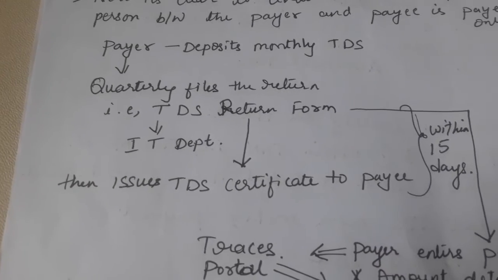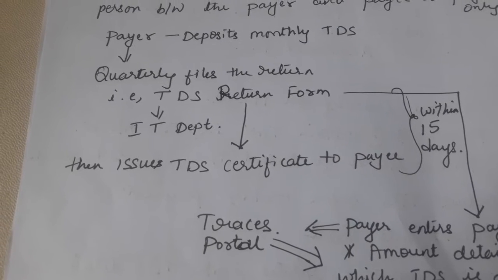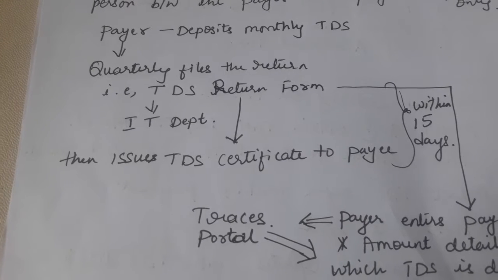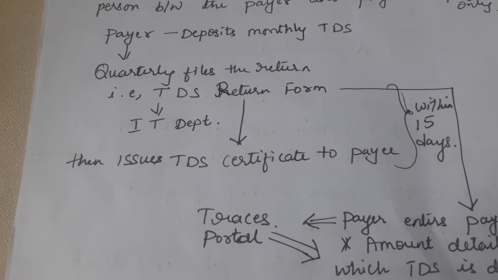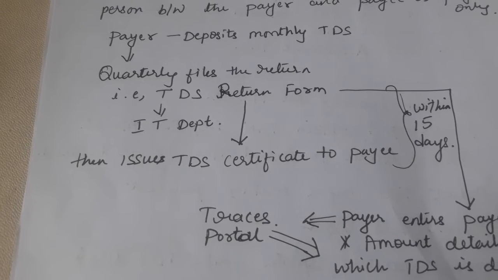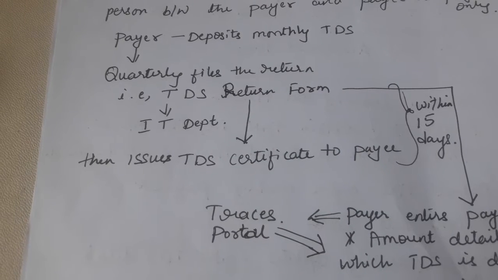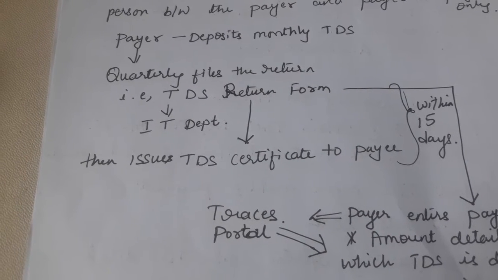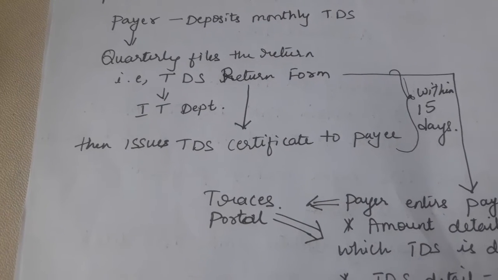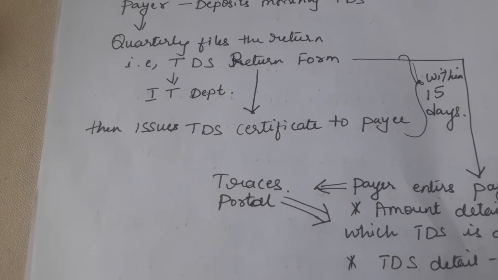Now what is the payer going to do? What is his role? Exactly. The payer deposits monthly TDS. It means in a day it can be one transaction of TDS or it can be more than one. He will not go every day to deposit the amount into the bank. What he does is he will collect all the TDS, and once in a month he goes and deposits the TDS amount into the bank.